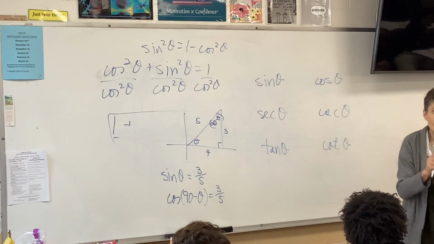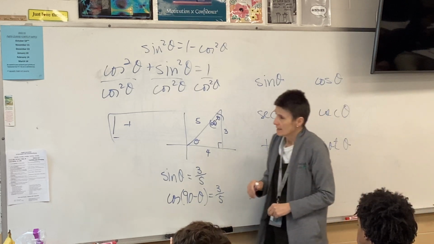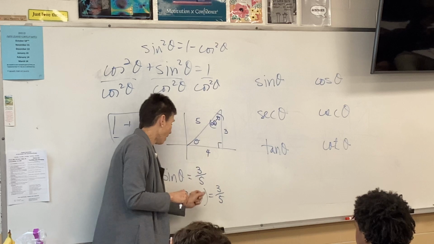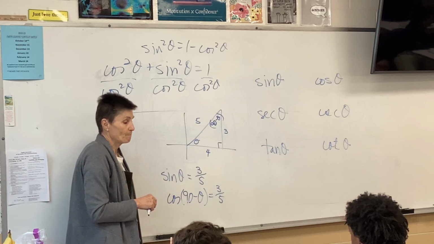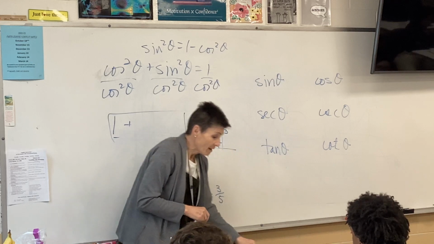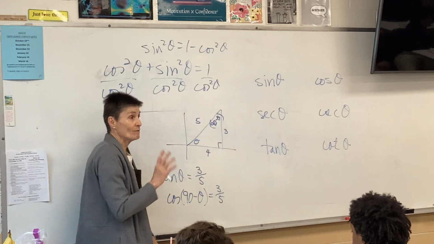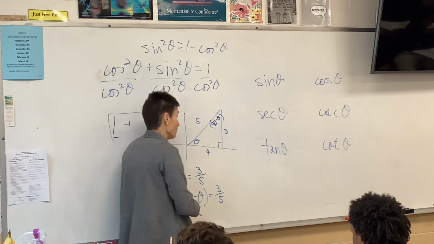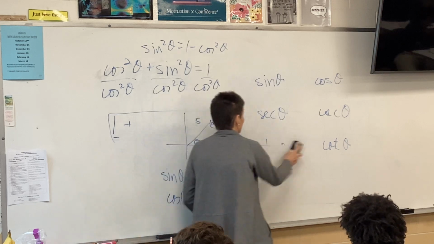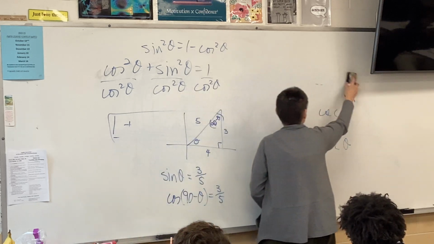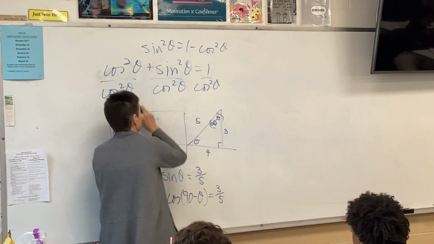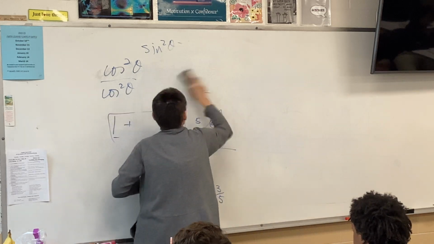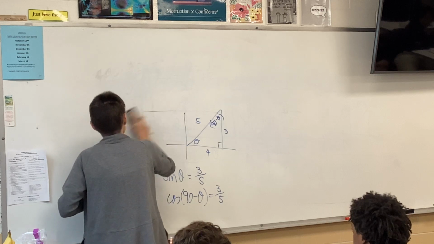Yeah, so that's what it means to be a co-function. It means you have that complementary relationship. And then we have the odd-even identities that we've already talked about. Who remembers which functions are even? There's only 2 of them that are even. Who remembers which 2 they are?